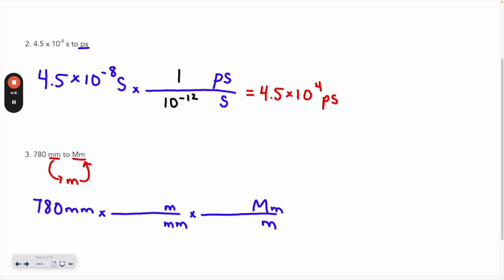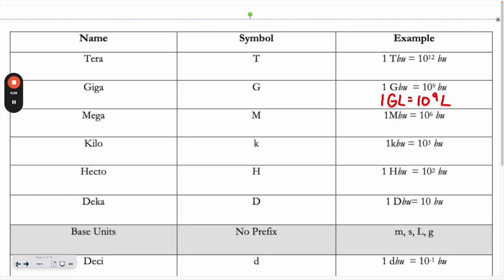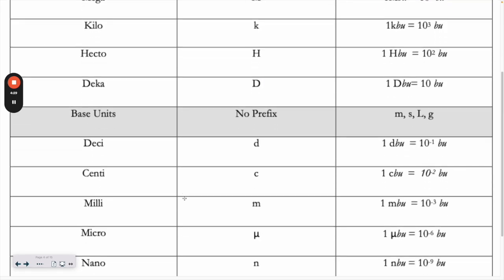And now all I have to do is go back to my table to figure out these relationships. The first thing I'm going to be looking at is milli. What is the relationship between meters and millimeters? So I'm going to scroll down here. My base unit is meters. So I look here.